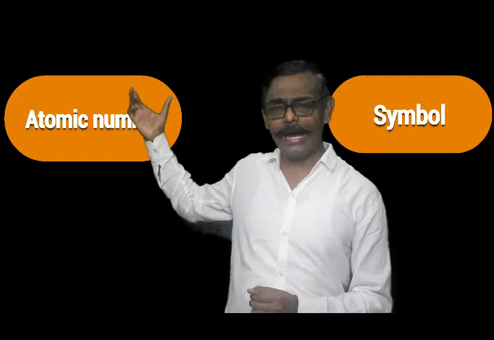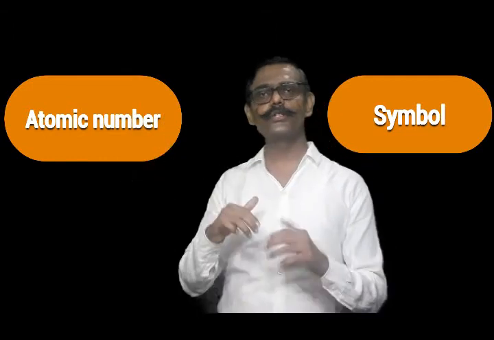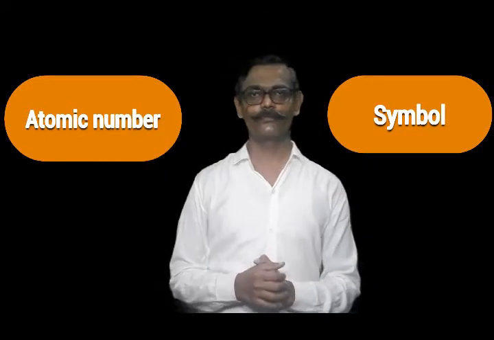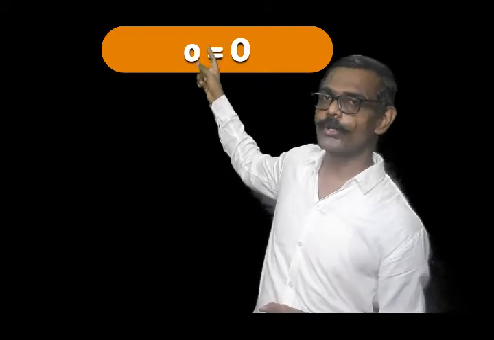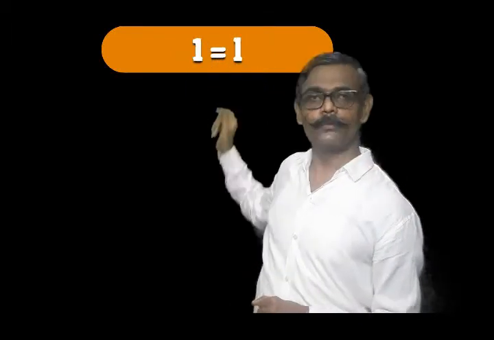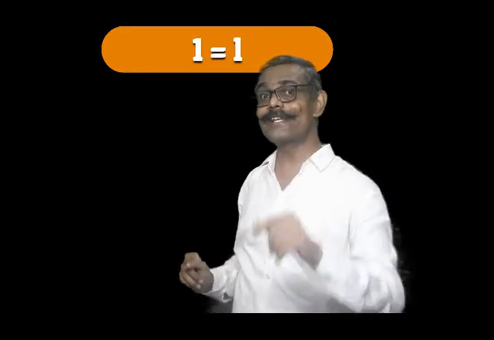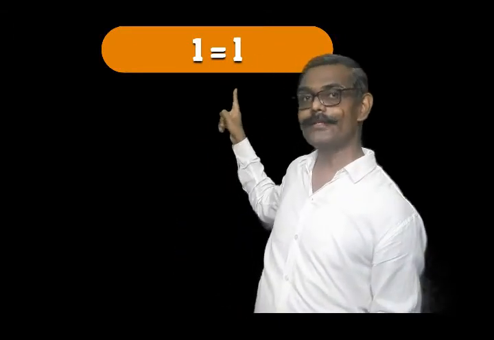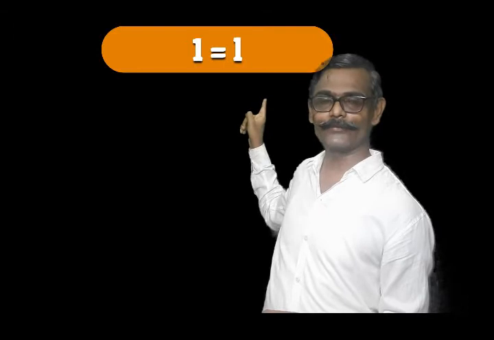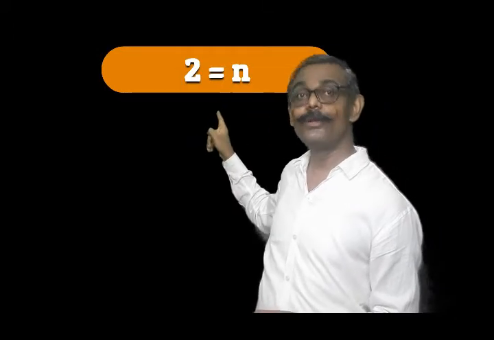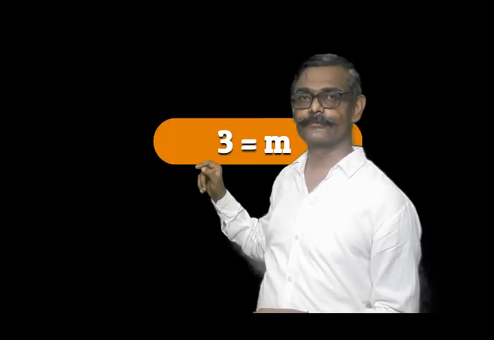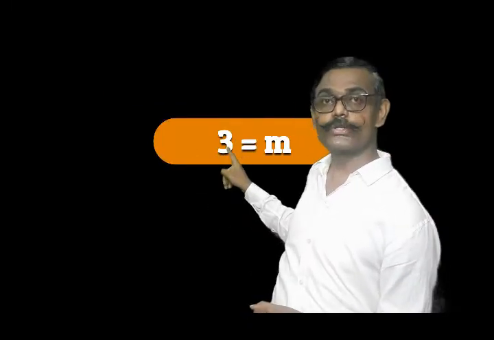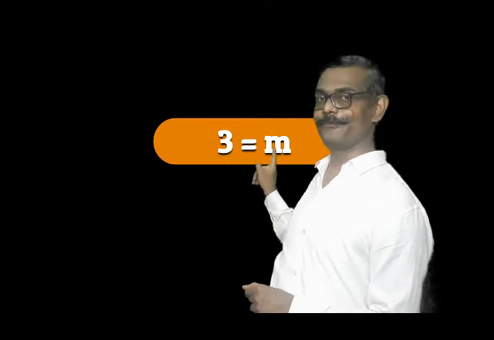Now for atomic number, I have used a simple terminology. What I did: number 0 looks like O, no? So for 0, I considered O. For number 1, that 1 looks like small l. So 1 is equal to L, that I considered. Number 2 looks like N, so small n is considered. Number 3 looks like M.